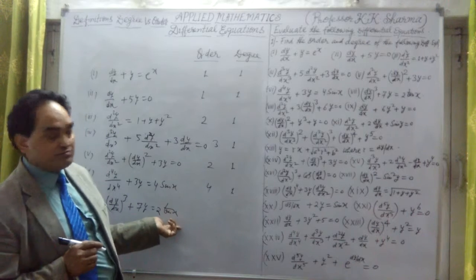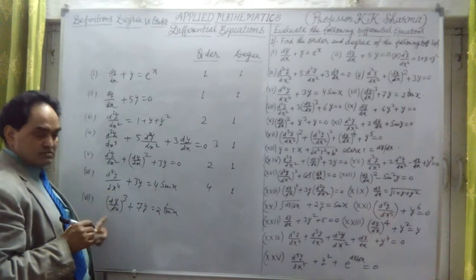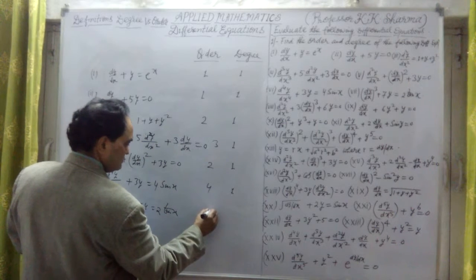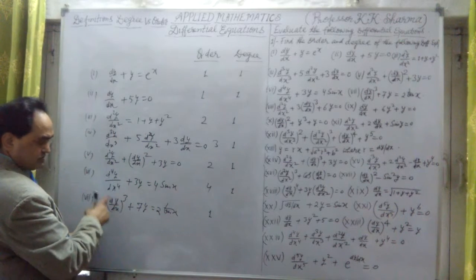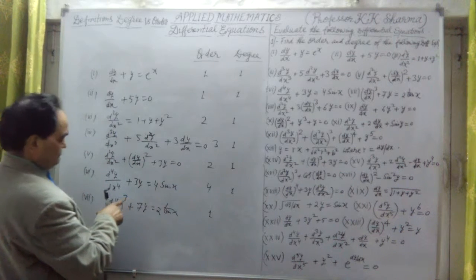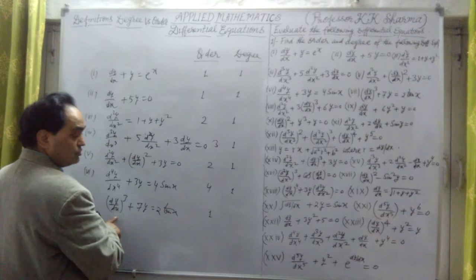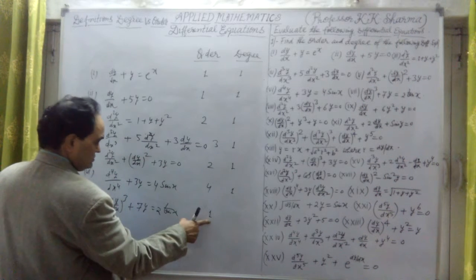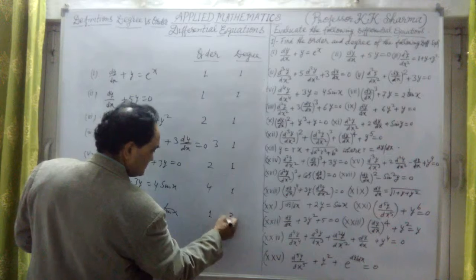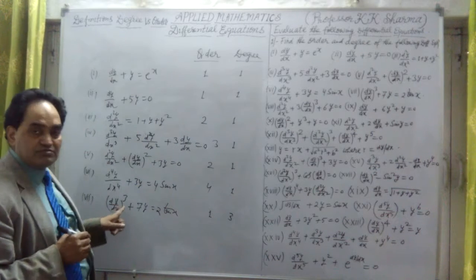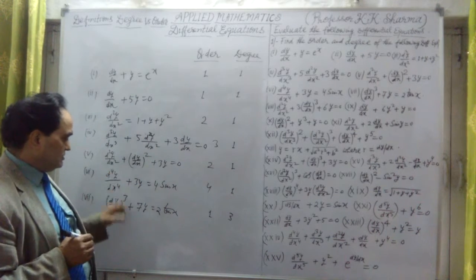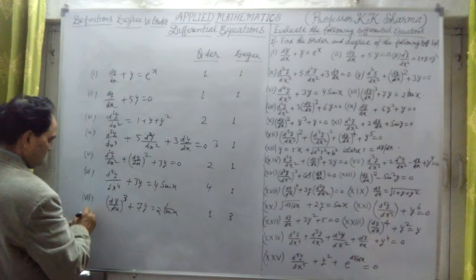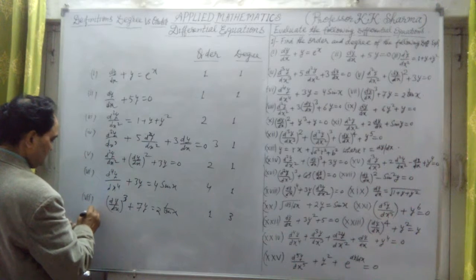Twice 10x here. But in this case, this is the single order derivative. Order is 1, because this term d by dx having power 3 is no doubt only a one order derivative. Order is 1, degree is 3, because d by dx is having power 3, it is repeated 3 times. So degree is 3 here. Simple.